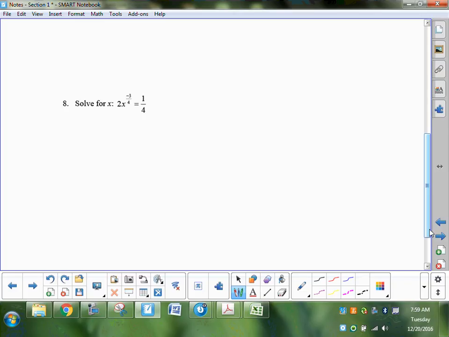Nice and loud, please. There's already a fraction there, so instead of dividing by 2, what can you do that's equivalent to it? Multiply both sides by 1/2. So when we do this, we're going to multiply both sides by 1/2. So what's the new equation going to be, Jack?